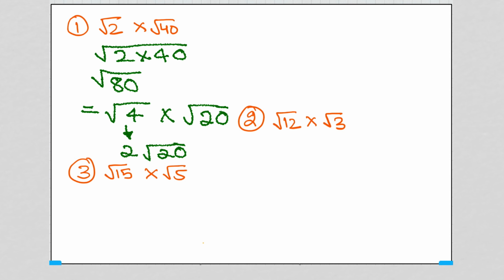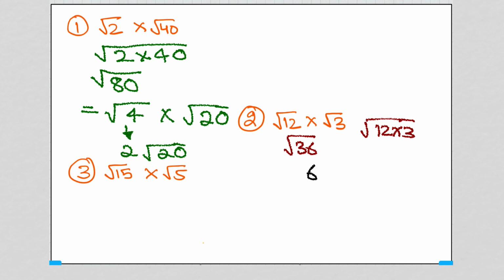So guys, now let me do the next two questions as well for you. Root 12 times 3 is 36. So when you do 12 times 3, it gives us 36. Then root 36 is simply 6. That's our answer.